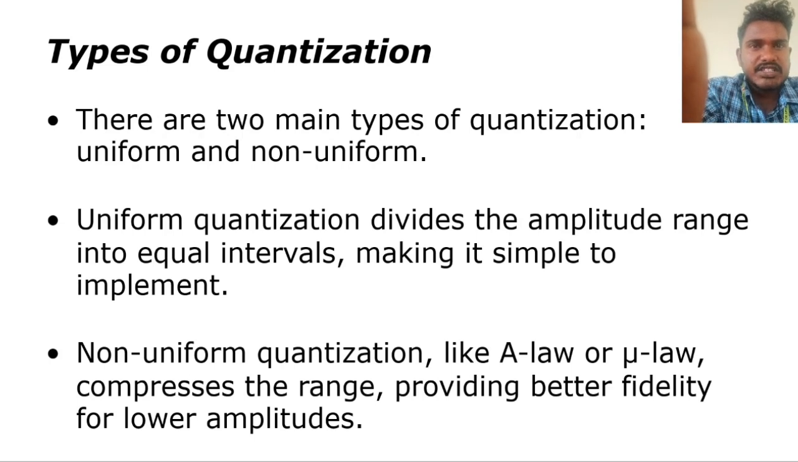Types of quantization. In this second step, quantization, it is again divided into two types. They are uniform and non-uniform quantizations. Uniform quantization divides the amplitude range into equal intervals, making it simple to implement. Non-uniform quantization, like A-law or mu-law, compresses the range, providing better fidelity for lower amplitudes.